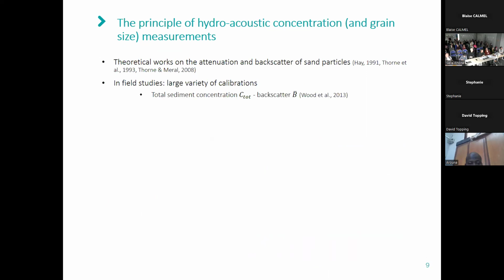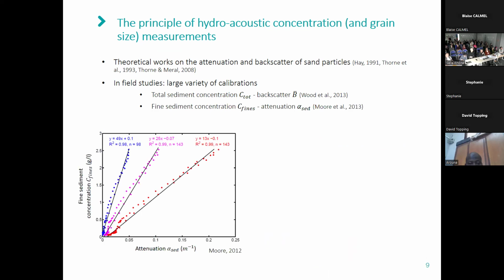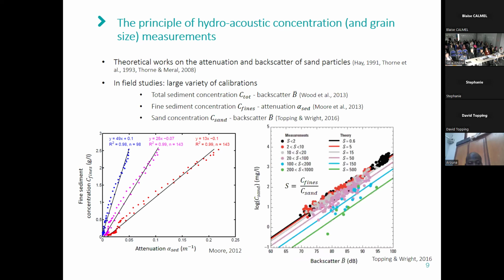For example, the total sediment concentration has been related to the backscatter, or in other studies, the fine sediment concentration is related to the attenuation, here for 3 different frequencies during a specific event. Another possibility is to relate the sand concentration, here the logarithm of the sand concentration, to the backscatter. And here, this study, for example, also takes into account this ratio S between the fine sediment concentration and the sand concentration. They also only use measurements where this ratio is relatively small to exclude the backscatter, which may originate from the sand particles.